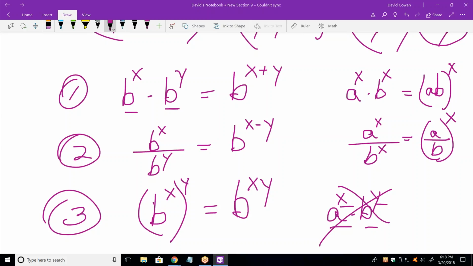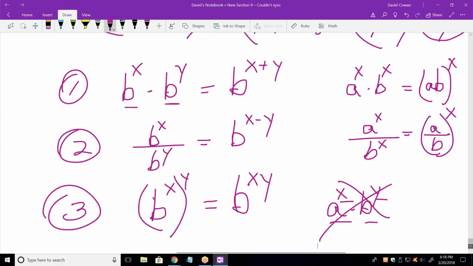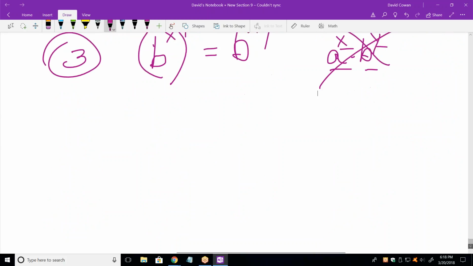3 rules where your base is the same, and two rules where your exponent is the same and the base is different. All right, let's go to the next problem. We're going to have to apply these rules on all of these problems.